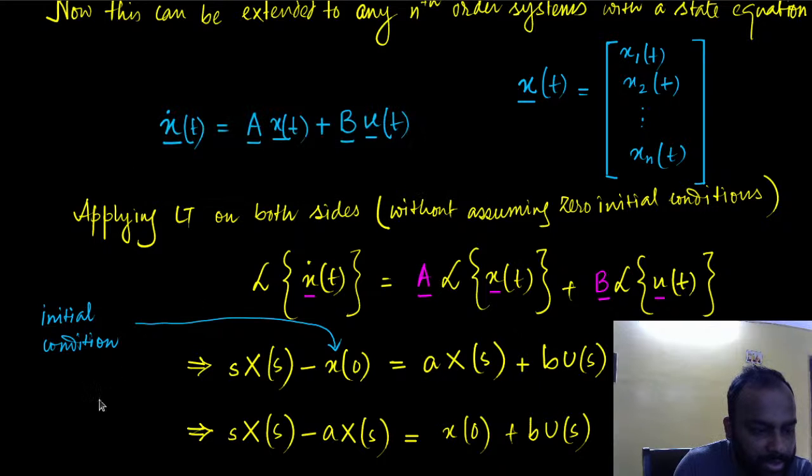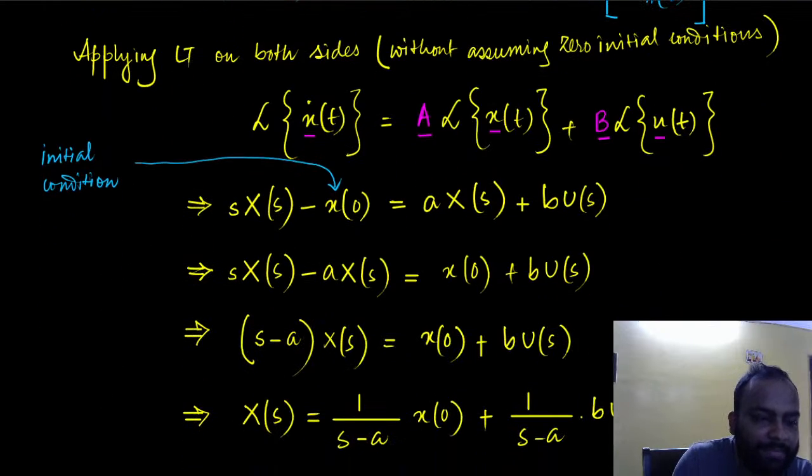Yeah, we started with this, right? Now, of course, if I apply the Laplace transform here, what happens really? This A is a constant. It's a matrix, but it's a constant matrix, right?